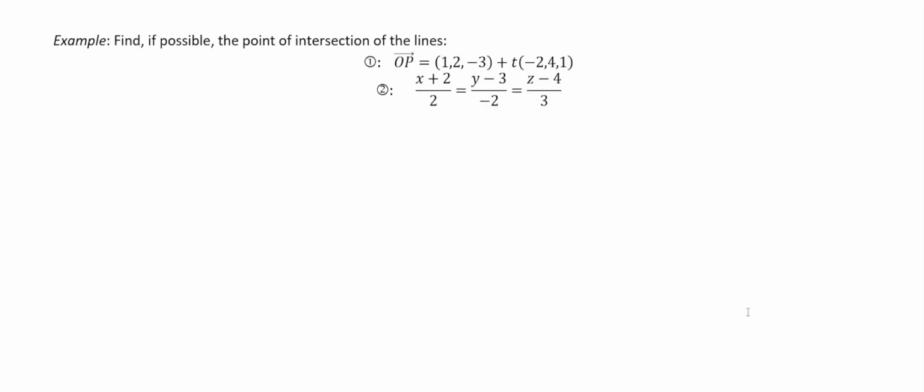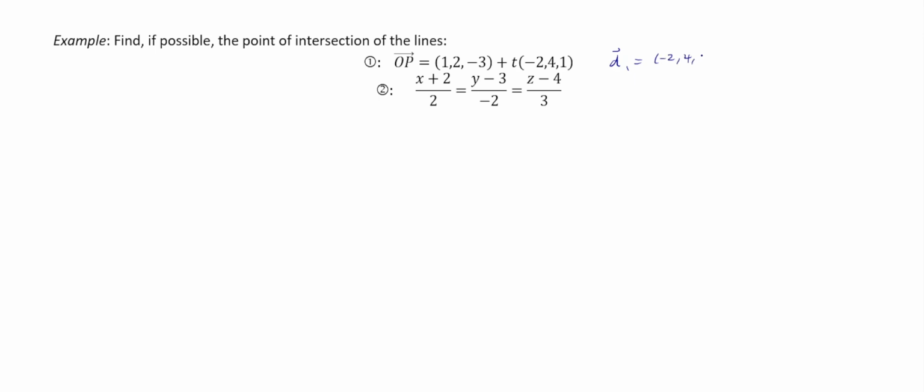In this last example on the page, it says find if possible the point of intersection of the lines. So I've got this line right here, which is OP is (1, 2, -3) plus t(-2, 4, 1). And then the second line is (x plus 2)/2, (y minus 3)/-2, and (z minus 4)/3. So looking at this right here, by inspection, I can come up with the direction vectors of the two lines. So the direction vector of this line right here is given to me quite clearly as (-2, 4, 1).